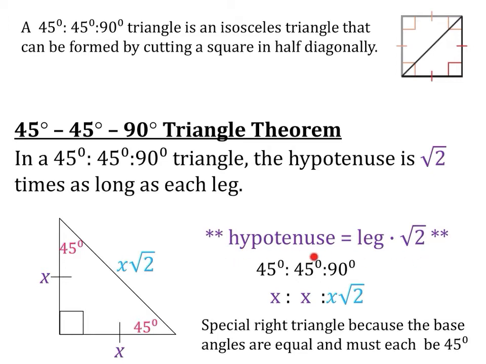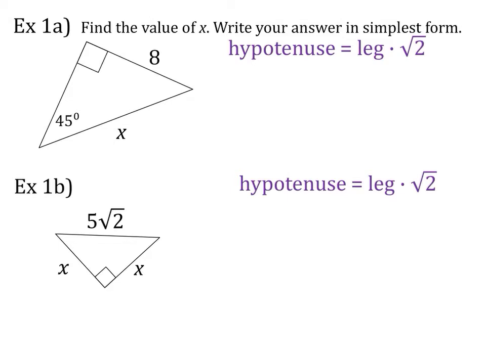So this is our very important equation that we can set up every time we're trying to solve for one of the side lengths. No matter what side length you're looking for, this equation works. What makes this a special right triangle is the base angles are equal, so they must each be 45 degrees. All right, so let's start by looking at a couple of examples.